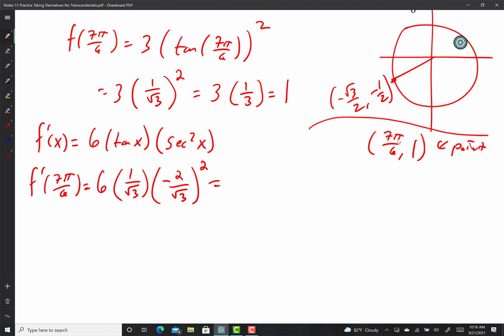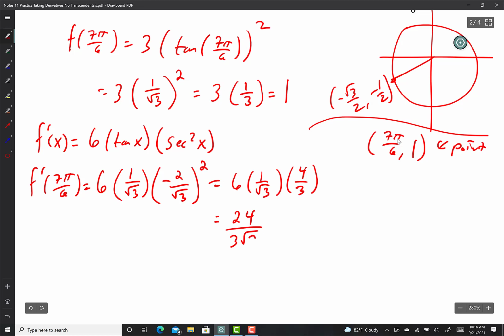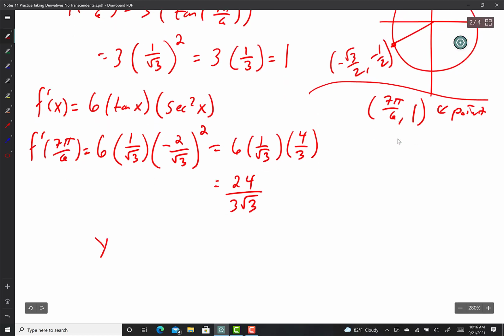We still good? So let's see. 6 times 1 over square root of 3. So I might have to rationalize. And then let's see. 2 squared is 4. Square root of 3 squared is 3. So 6 times 4 is 24 over 3 square root of 3. Well, if we don't care, I think Delta Math did care. But if we don't care, you can just write it like this. y minus 1 equals, this is my slope, correct? 24 over 3 square root of 3, times x minus 7 pi over 6.